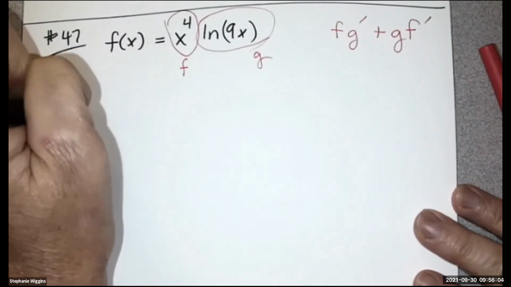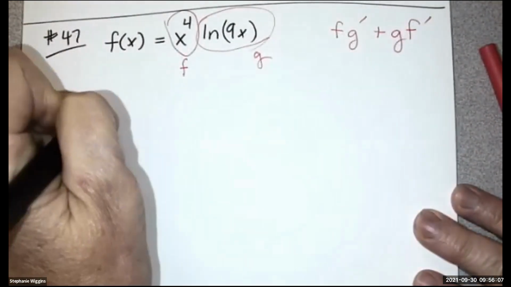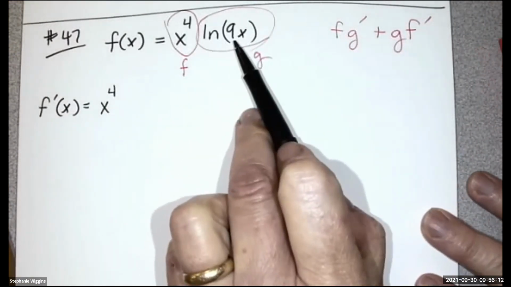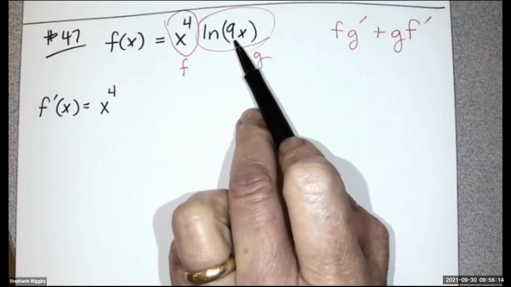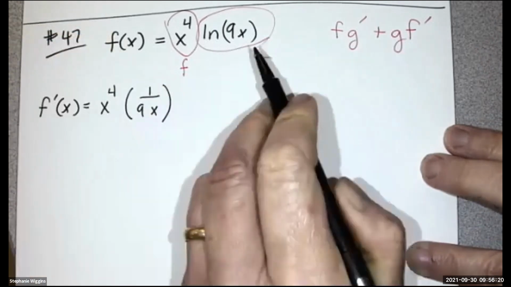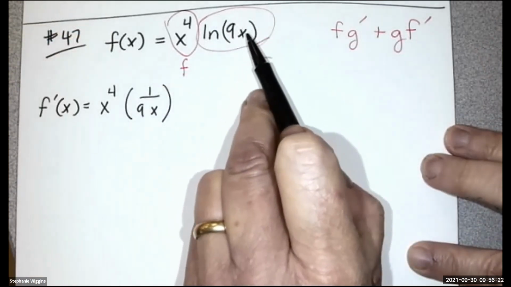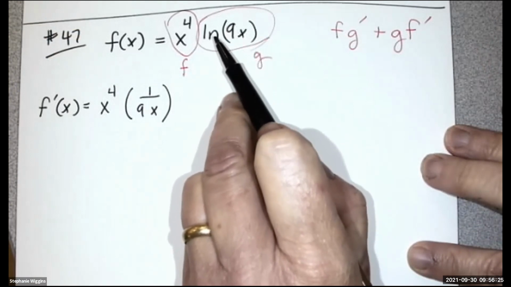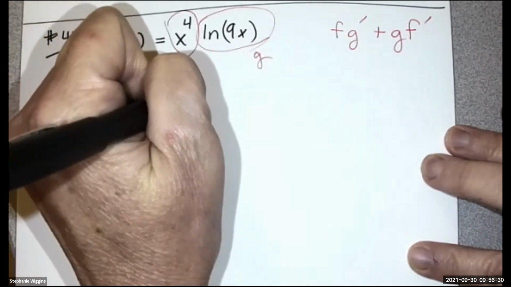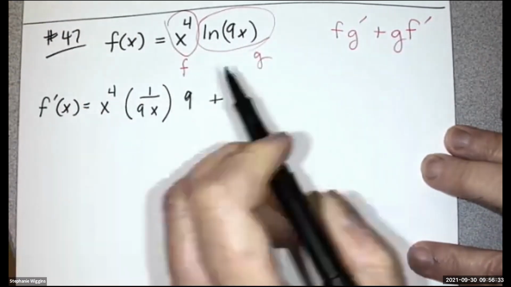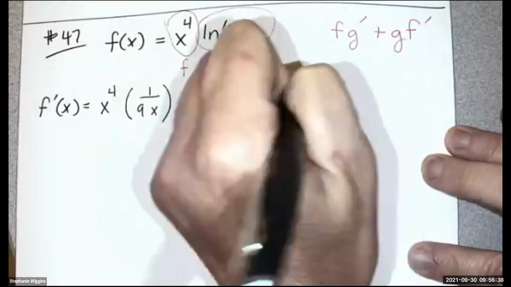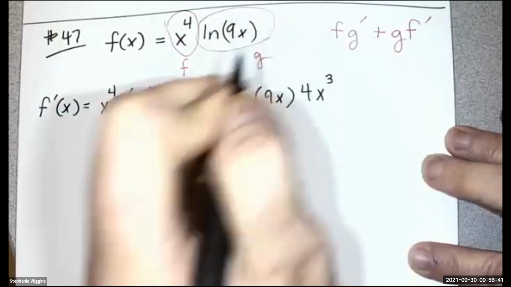So f prime of x, the first function is x to the fourth. The derivative of the second function, this is a log function. The derivative, the first step is you take the reciprocal. So we multiply by 1 over 9x. Then you multiply by the derivative of the inside. Step 2, we skip because this is the natural log. So the derivative of the inside is 9. Then you add to that the second function, which is the natural log of 9x times the derivative of the first, which is 4x cubed.